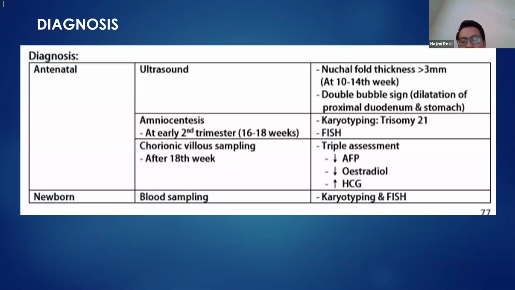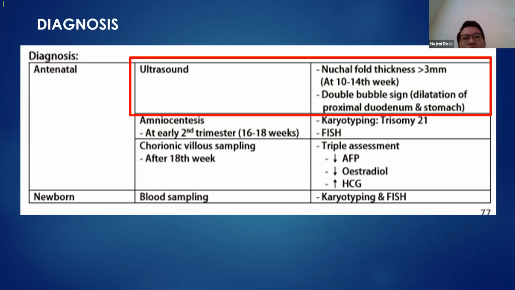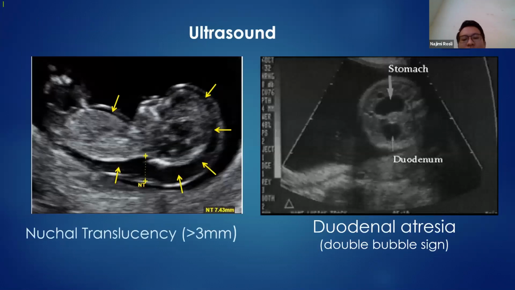And for making the diagnosis, we have antenatal screening. First is blood sampling, and also radiologically we can do an ultrasound. From the ultrasound we can see the presence of nuchal fold thickness that is more than 3 millimeters, and the right image is the double bubble sign, which indicates presence of duodenal atresia.